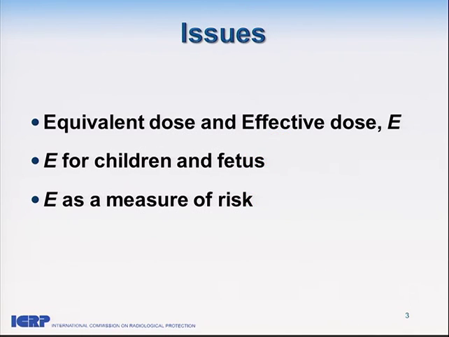So what I want to do this afternoon is talk a little bit about the three main issues that are addressed within the report. The first is the confusion that arises between equivalent and effective dose. The second is the use of effective dose for different age groups of children and also for the fetus. And there have been some questions over this. And the third is this contentious issue of whether effective dose can be used as a measure of risk.